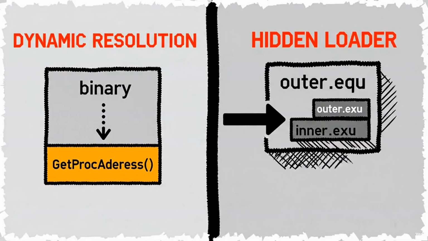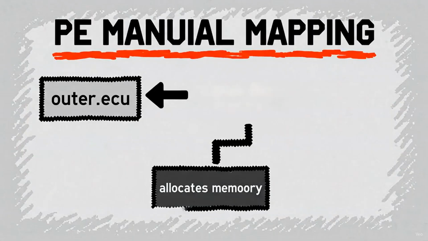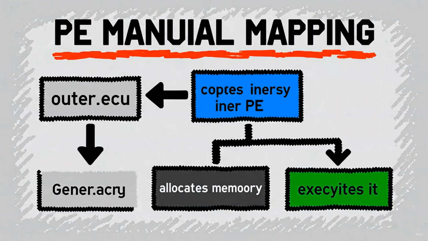So either it's resolving those functions at runtime, which is a classic malware technique called dynamic resolution, or it's loading a second hidden binary that does the actual work. This is called PE manual mapping, or reflective loading. And this is exactly what's happening.